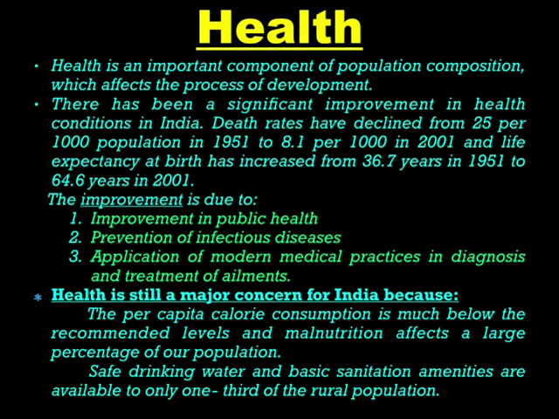Health is still a major concern for India because the per capita calorie consumption is much lower than the recommended levels and malnutrition affects a large percentage of our population. Safe drinking water and basic sanitation amenities are available to only one third of the rural population, meaning 67% of the rural population are lacking safe drinking water and basic sanitation amenities.